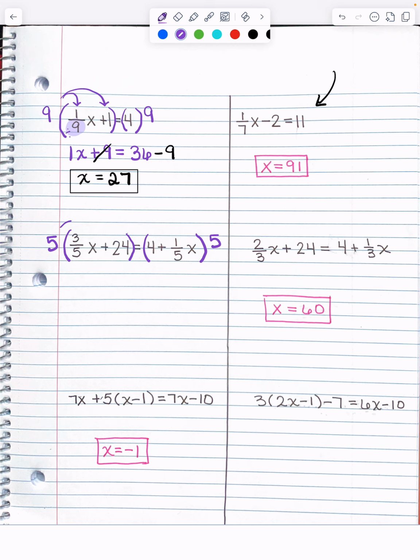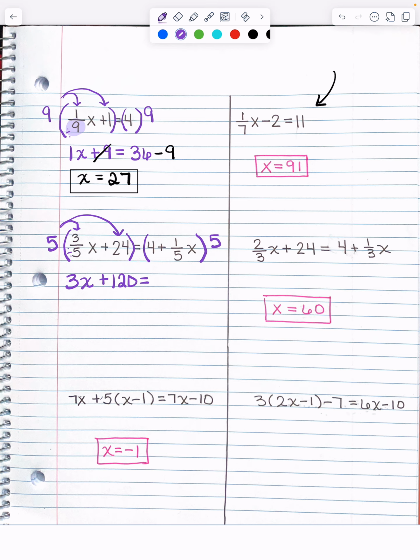So if I do 5 times 3, that gives me 15. 15 divided by 5 gives me 5. So I have 5x. Nope, that gives me 3. If I can do my division there. 15 divided by 5 gives me 3x. Then I've got 5 times 24. This one gives me 120.